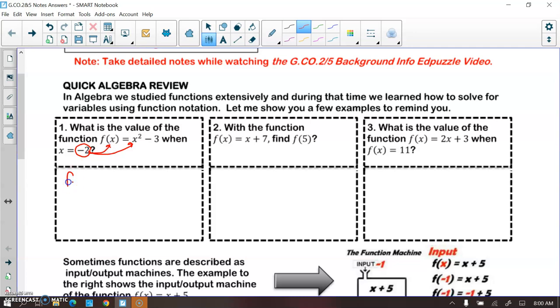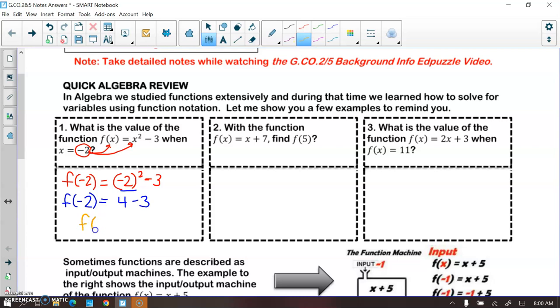And so that f of -2, this is not f times -2. This just means I'm evaluating my function for when x is -2. And so now I'm going to put the -2 in for the x squared. Remember, when we substitute values into an equation, we need to put parentheses around it. So continuing, f of -2, again, we're just evaluating this function for when x is -2, is equal to -2 squared of 4, and then minus that 3.